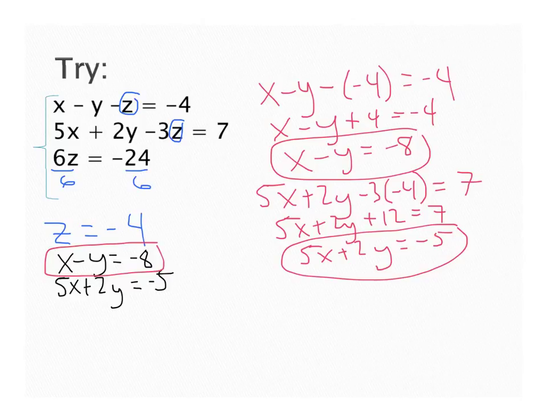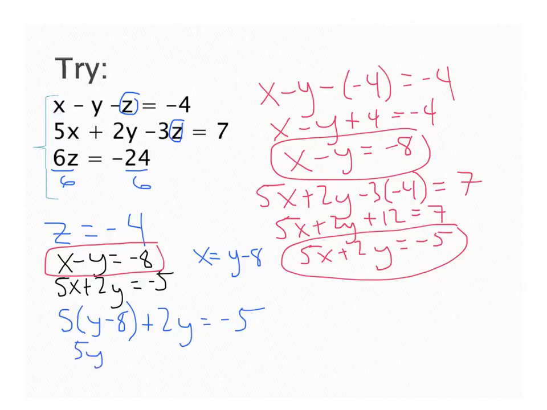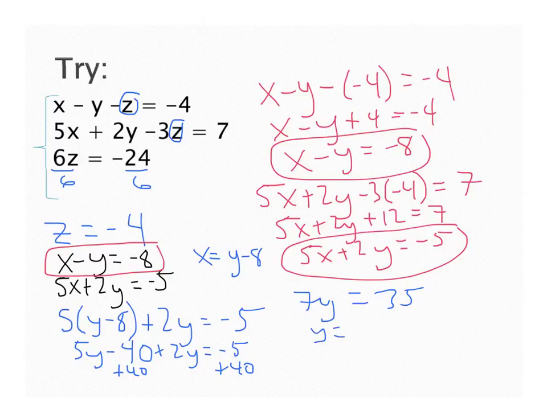So here I'll have x equals y minus 8. Now let's plug that in for x into our second equation. So we're going to have 5 times y minus 8 plus 2y equals negative 5. Distribute that 5, I get 5y minus 40 plus 2y equals negative 5. And now I can combine my like terms. I get 7y. I'll add the 40 to both sides. So I'm going to have 7y equals 35. Divide by 7 and I get y equals 5.